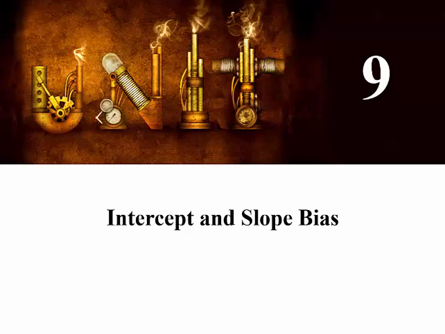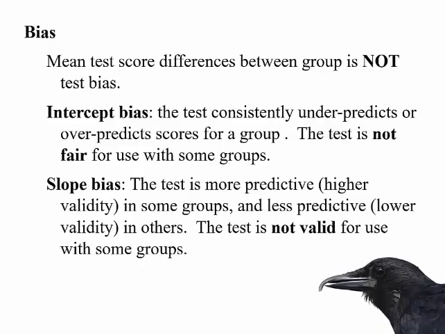This is Unit 9 on intercept and slope bias, and as part of this unit we will talk quite a bit about mediation and moderation. So we're going to be talking about test bias.